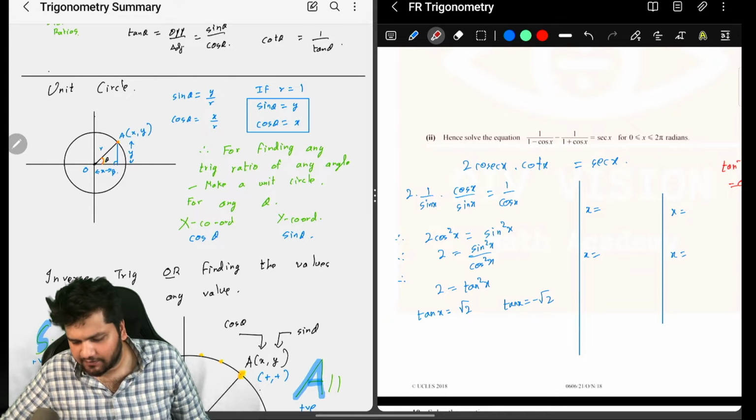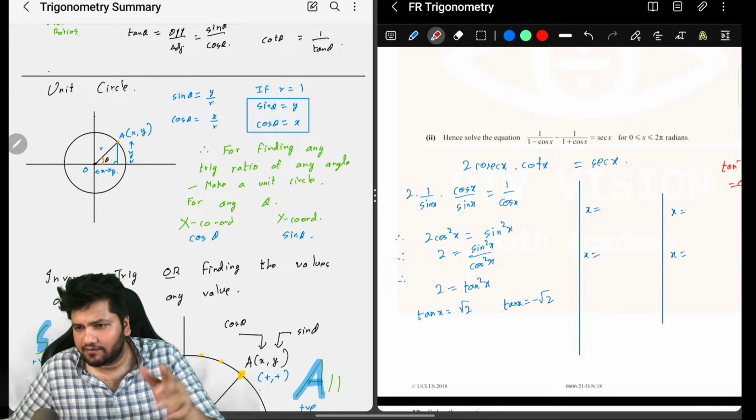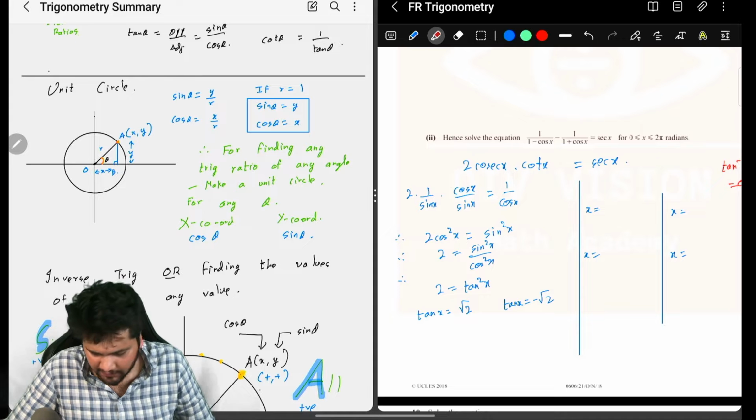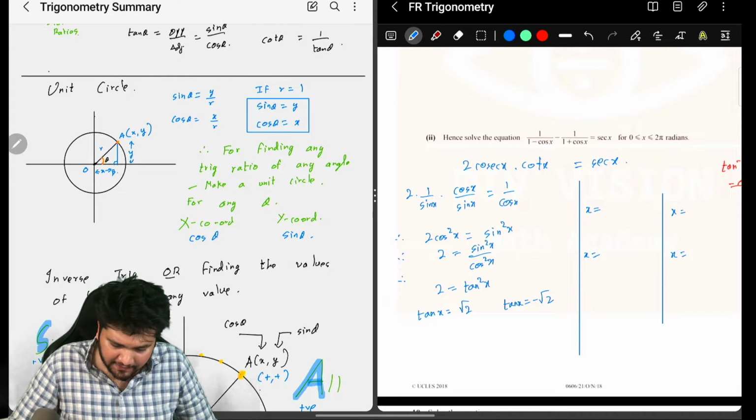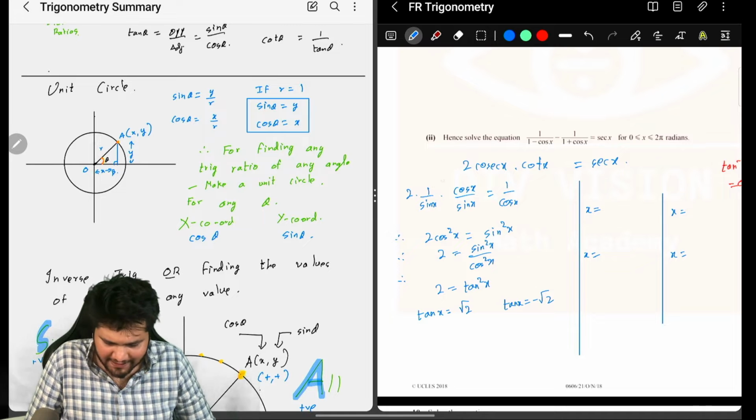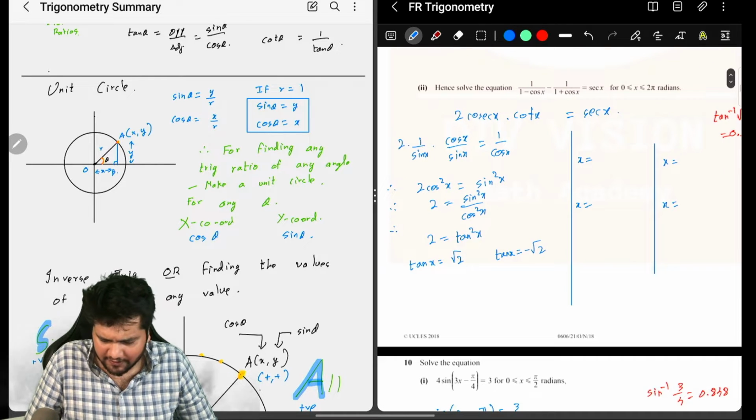See, we are not comfortable with cosec x and cot x, that's why we just convert everything into sine and cos. Okay, if it would have been only cot x, I would have converted it into tan x. Now the thing is, here it is 2 into 1 upon sine x into cos x. All these things you can look at, look at the working.